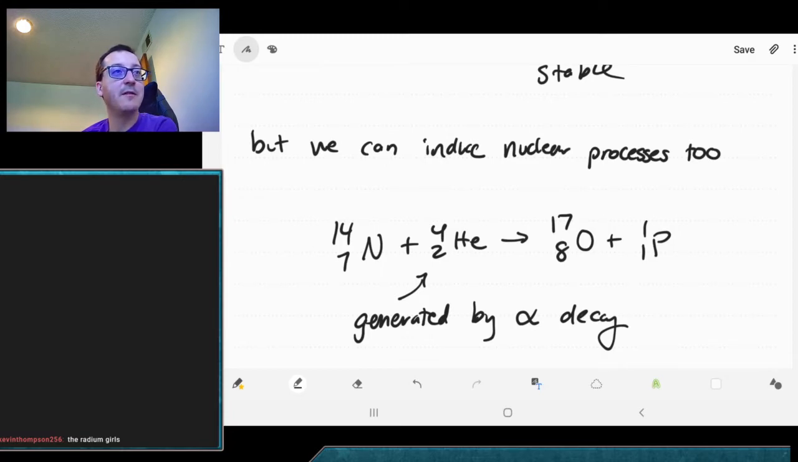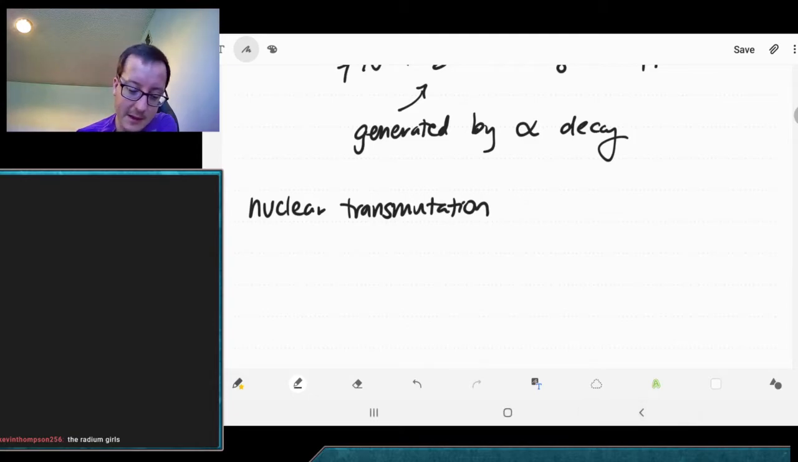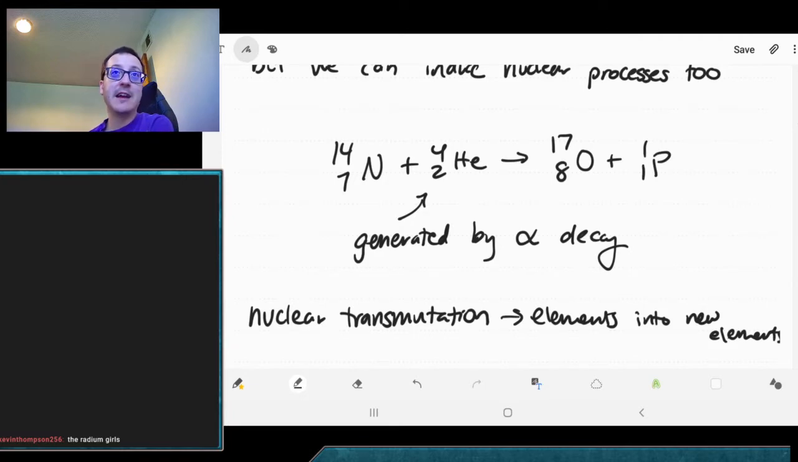And so we can make isotopes through this means. So we can throw alpha particles, we can throw neutrons, we can throw protons at nuclei to get them to change, to transmute. And so we can generate new elements this way. This is a process of nuclear transmutation, where we can take elements into new elements. So we can do this to force us to get interesting isotopes.